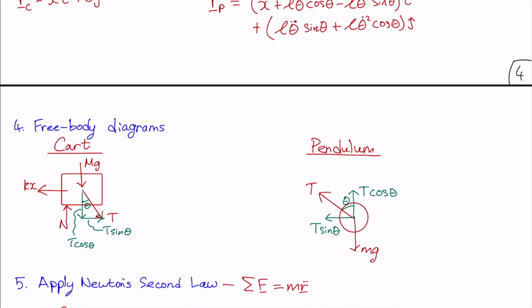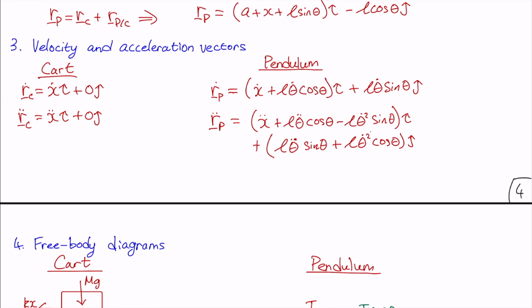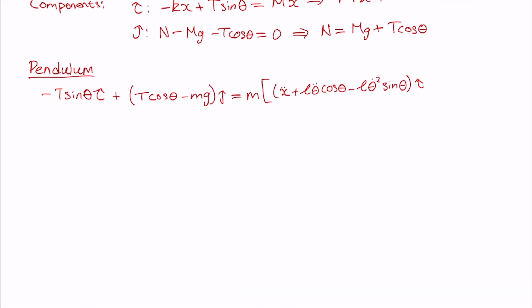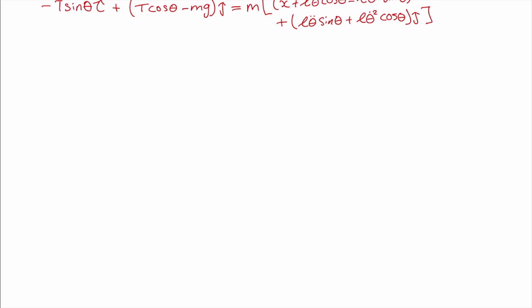Let me just double check that real quick. Yep, minus L theta dot squared sine theta. Then plus, in our j direction, we will have L theta double dot sine theta plus L theta dot squared cosine theta. That's all in the j direction, and that is the right-hand side. We're now going to split this up into components, so we're going to do i first.